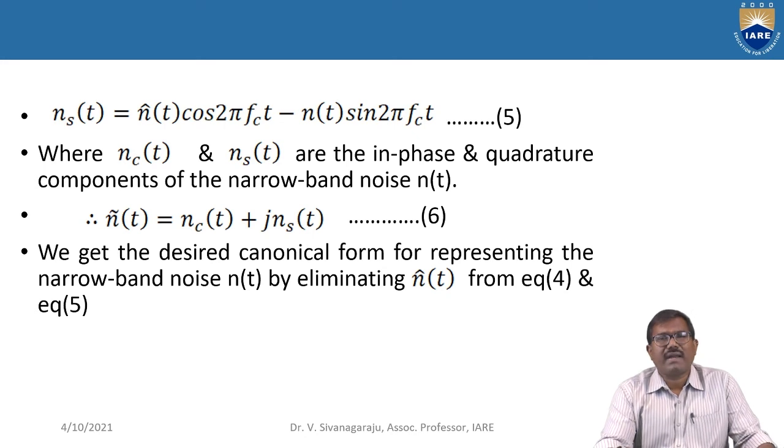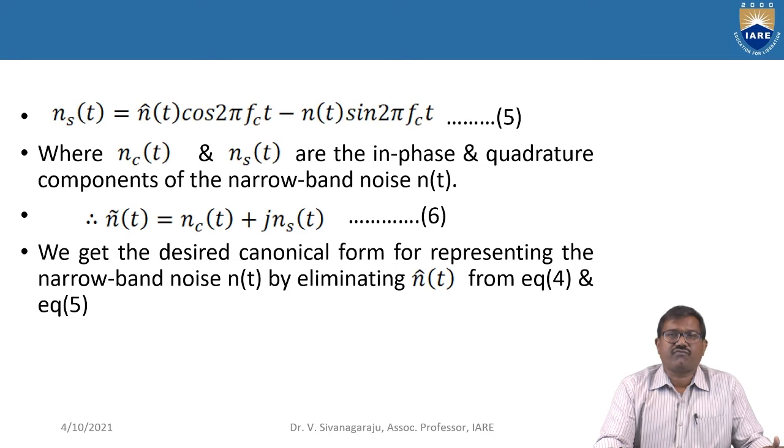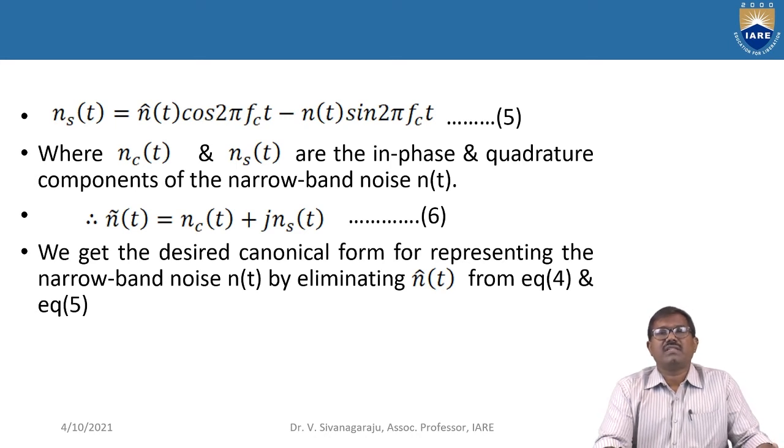So we are going to find those nc of t and ns of t terms. Therefore, n tilde of t is equal to nc of t plus j ns of t. So we get the desired canonical form of representing the narrowband noise n of t by eliminating n cap of t from equation 4 and equation 5. So what is n cap of t? It is the Hilbert transform of n of t. So we are going to eliminate this n cap of t from equations 4 and 5.